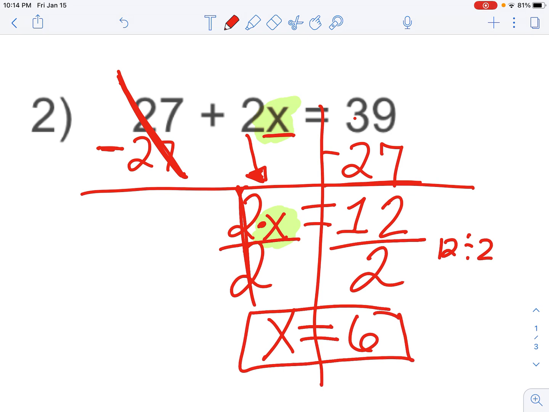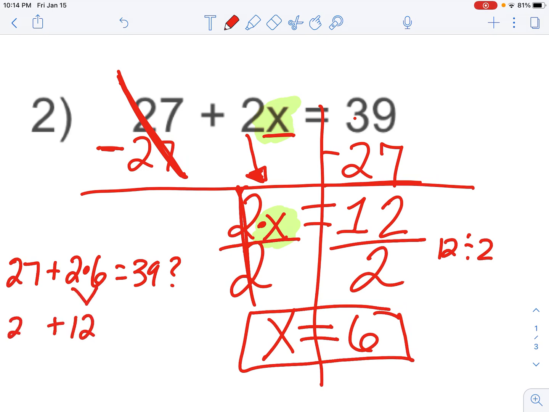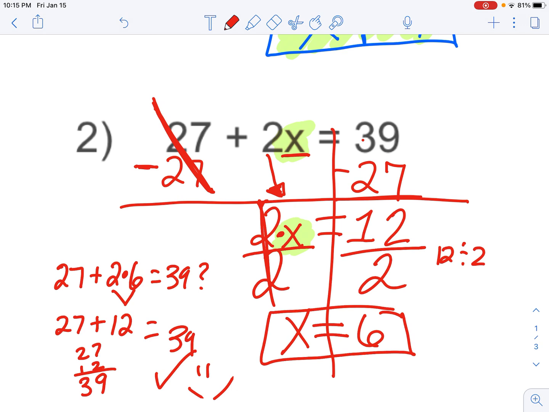Again, you can check your work off to the side and rewrite your equation. 27 plus 2 times 6 equals 39. Do your multiplication. Add your 27. If you like to write them vertically, up and down. Yep. Okay, checks, it works out.